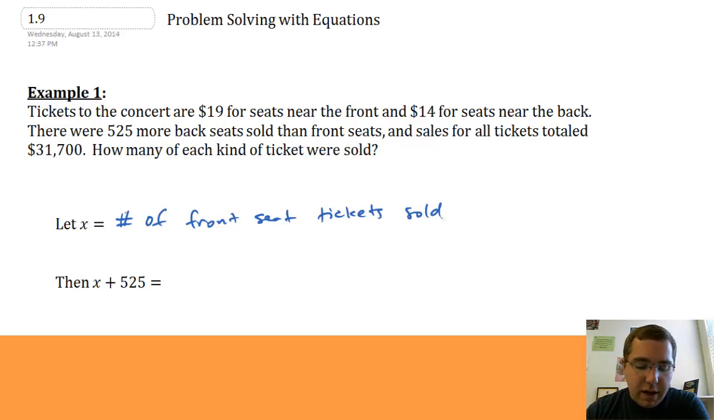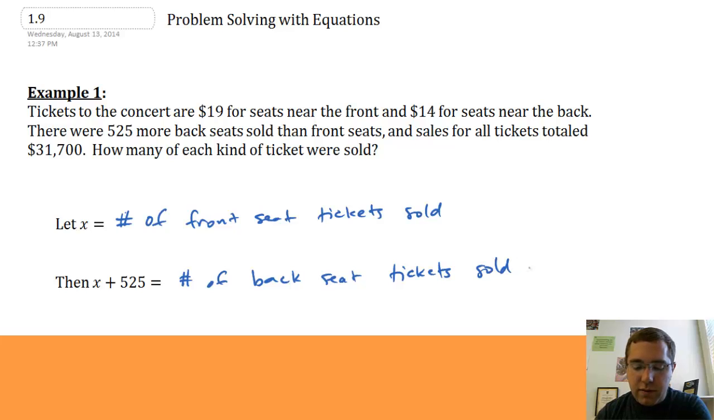Since we're told that there were 525 more back seats than front seats, if we take x, which is the number of front seats, and we add 525 to it, we should get the number of back seats. So x plus 525 must be the number of back seat tickets sold.